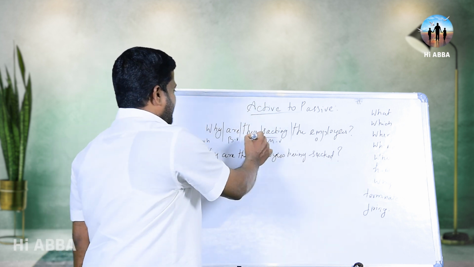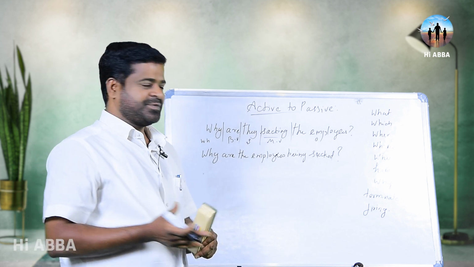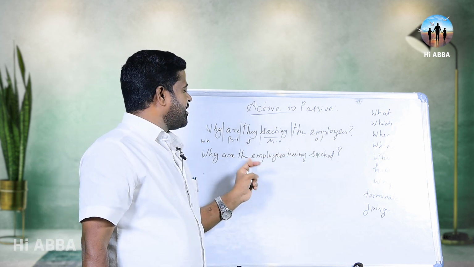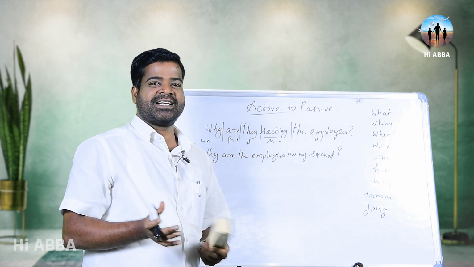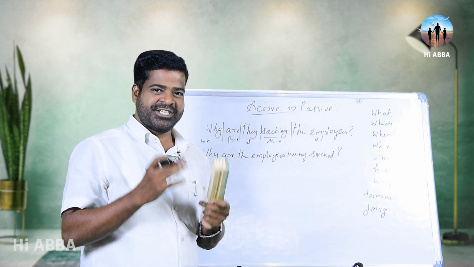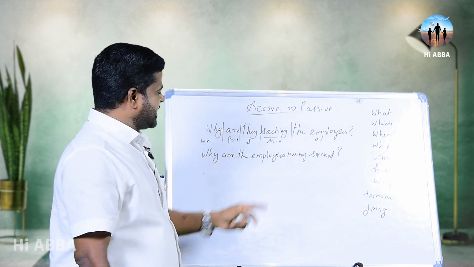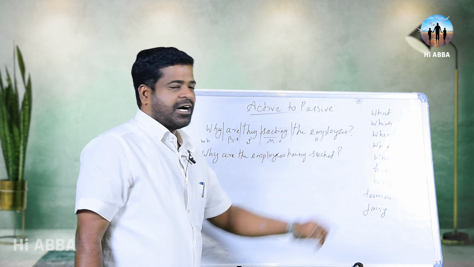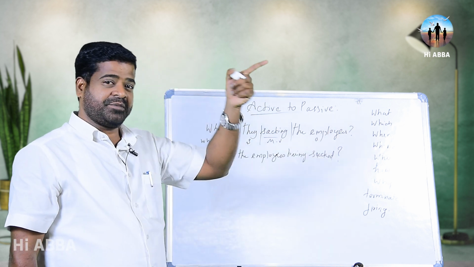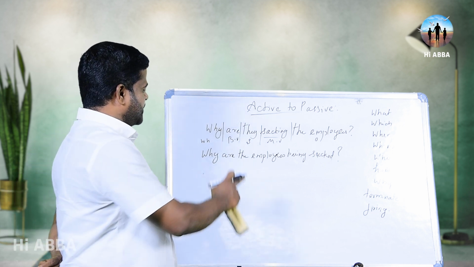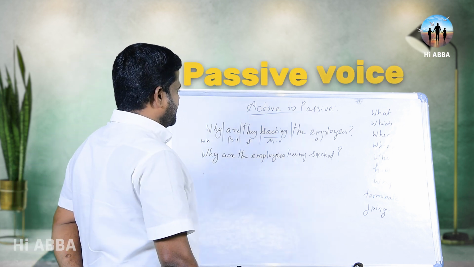Here they refers to the management, which means the employees will always be sacked only by the management. Not anybody on the streets can sack them, because only the institution in which they are working can sack them. So that object becomes unnecessary there. That's why it is called agent omission. Be reminded of that idea. So now this is changed into passive voice.